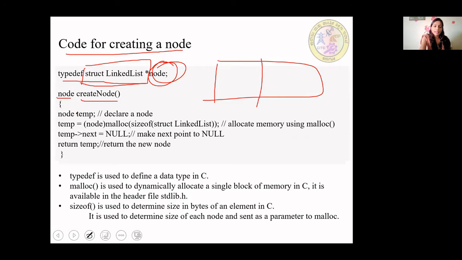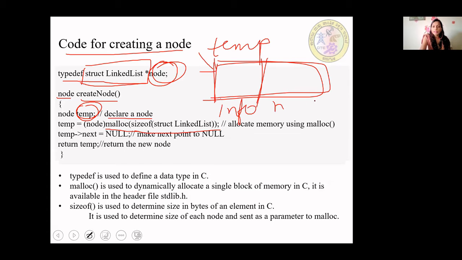Then I'll declare a node named temp. And then I'll create it using the malloc function with size of struct. So like this, if I do, I will get this. This is my temp, the node name is temp. This is my info part. This is my next part. Next, nothing is there, so I will store null here. Here, whatever the user wants, he can write in the info part.